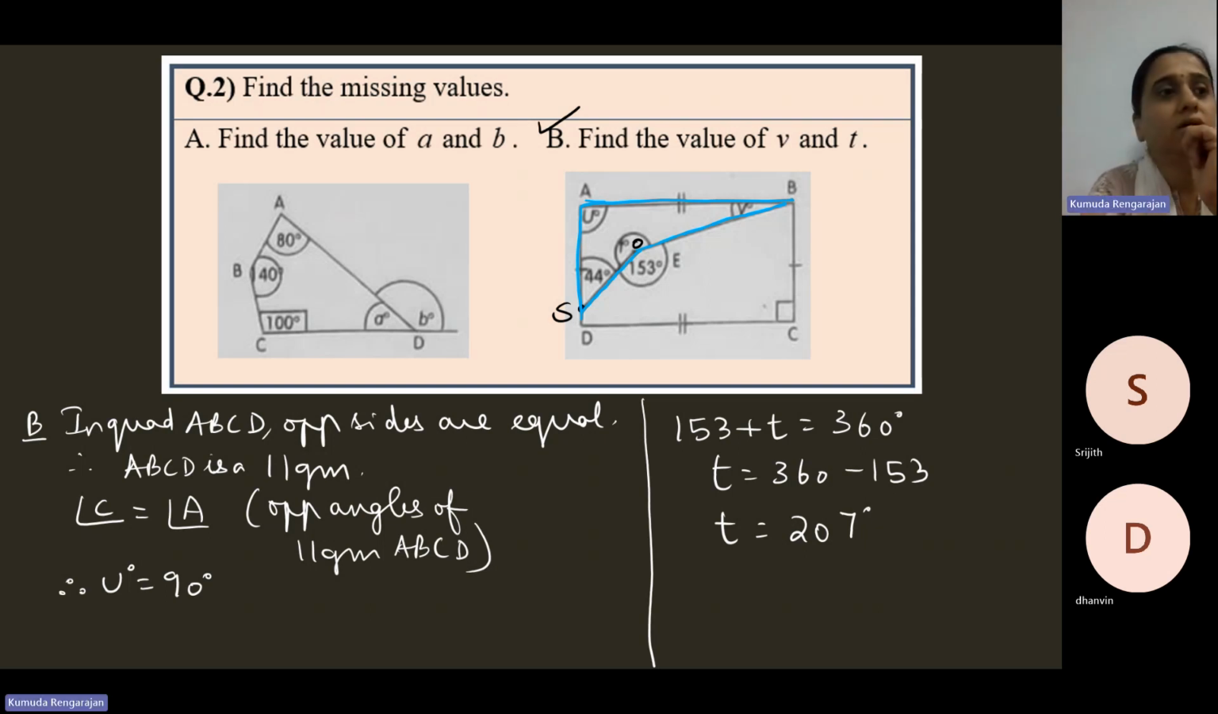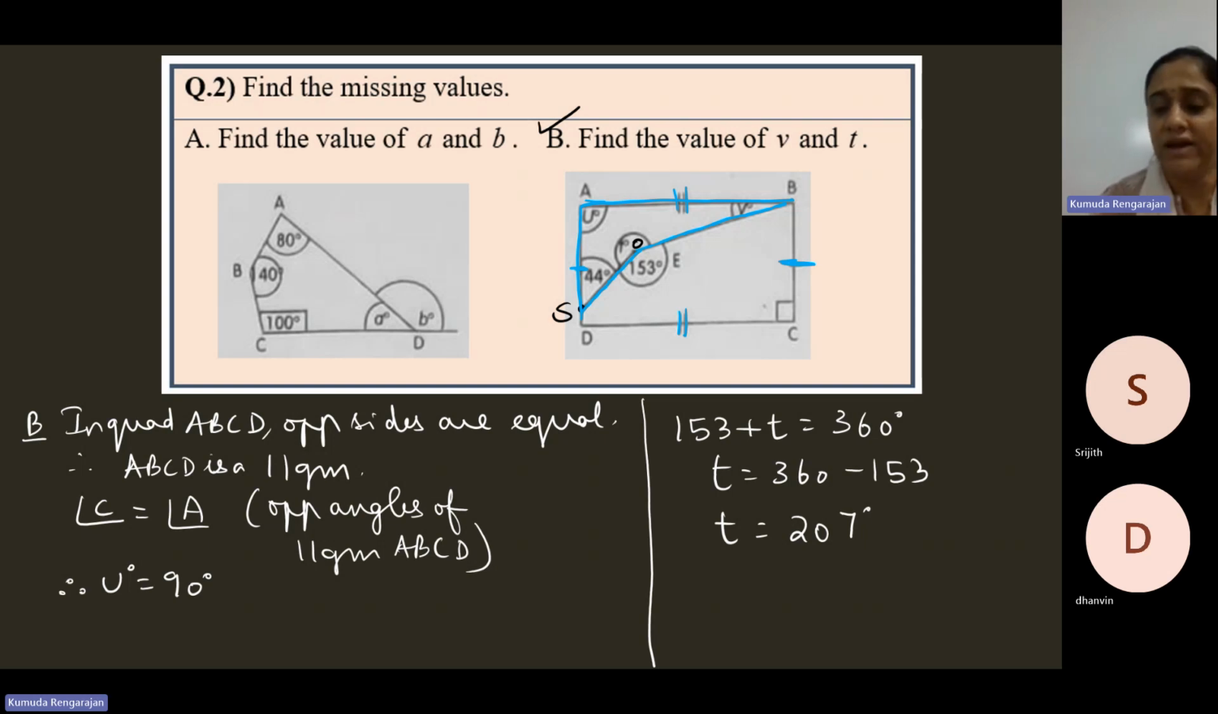Okay, let's see the answer again. Discuss the answer again. So in the quadrilateral ABCD, opposite sides are marked equal, right? Can you see this marking? This one, and then double lines here. So these indicate that opposite sides are equal. So in a quadrilateral, when opposite sides are equal, it is a parallelogram. Now we know that in a parallelogram, opposite angles are equal. So angle C is 90 degrees, which makes angle A also 90 degrees. That means U is 90 degrees.